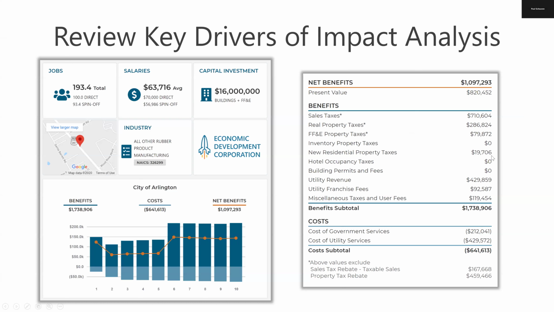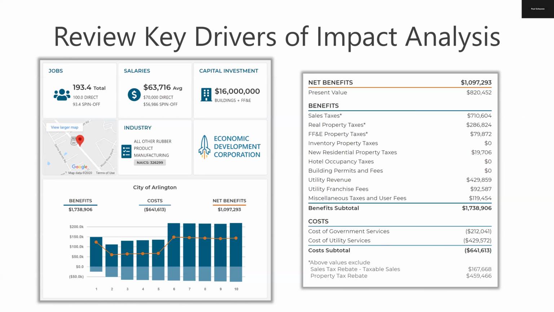We're getting a small amount of residential property taxes. Maybe that makes sense given the project. The big thing that's jumping out to me is the sales tax. So I would want to understand, how are we getting that $700,000 of sales tax? And we can do that in the model.